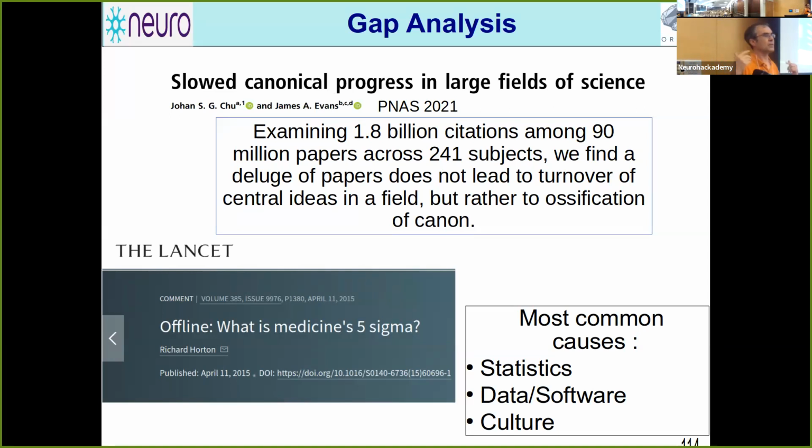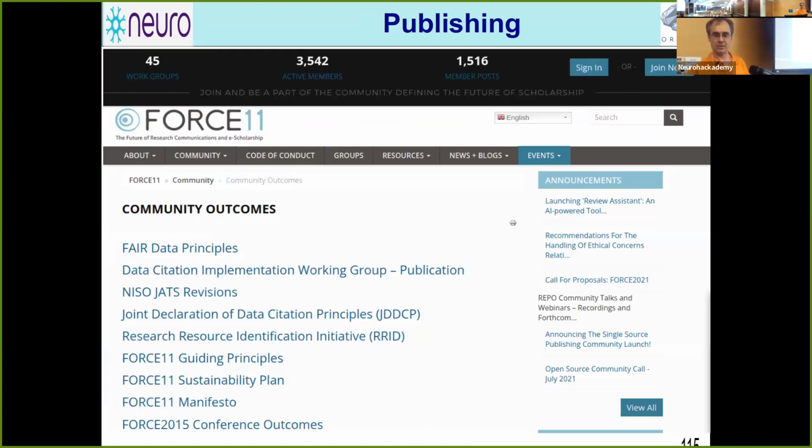And the thing is that this flurry of articles and journals doesn't come with faster scientific progress. It seems that they're actually ossifying things a bit more than making progress better. So that's what the Chu et al. paper is saying. There are interesting conferences, if you happen to be able to go, like Force11, which is an interesting conference about publishing.